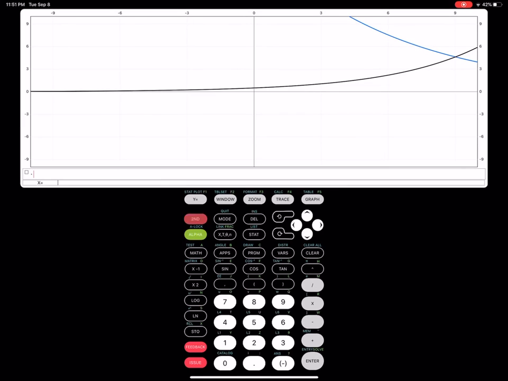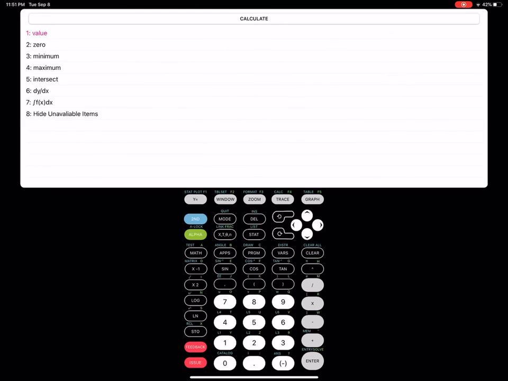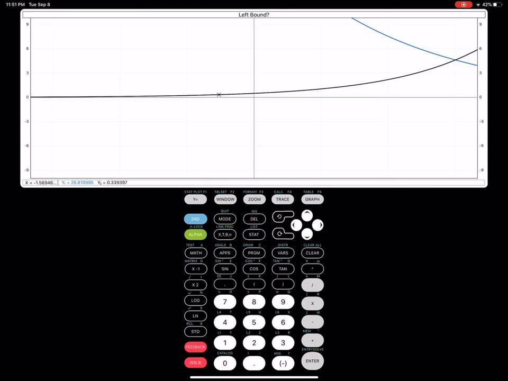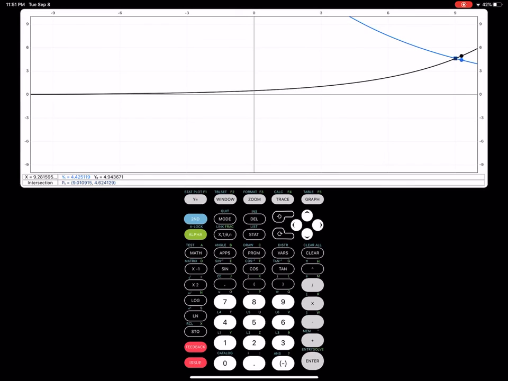You can get their intersection point because we're trying to figure out where they are equal. I'm going to go to second and trace, and you'll scroll down and see number 5 says intersect. If I hit number 5 and move my cursor as close as you can to that intersection, a little bit on the left side of it, enter, and then go to the right and hit enter, the calculator will tell you my intersection is 9 and 4.6, we'll round.